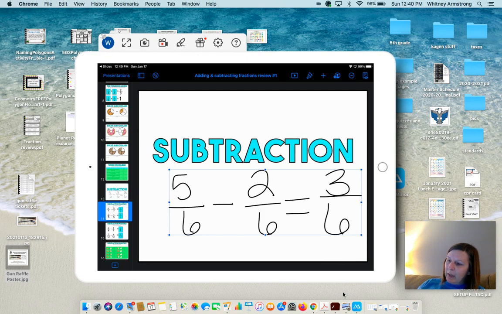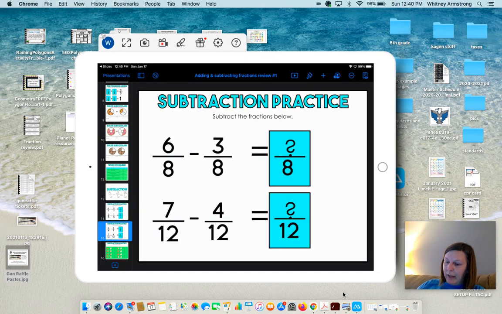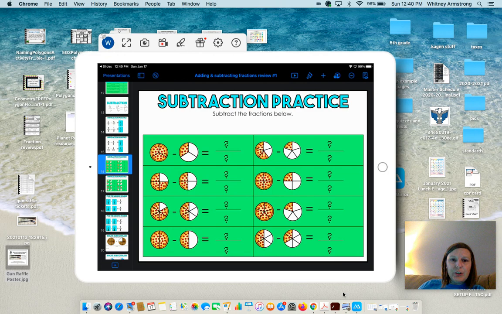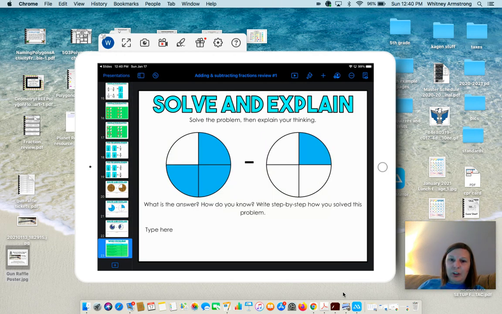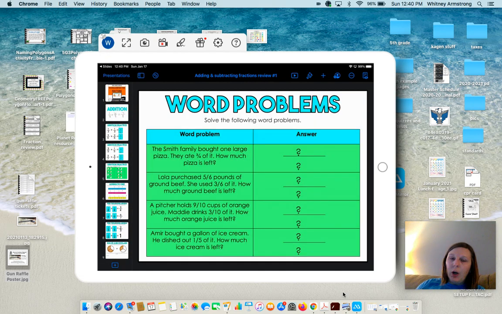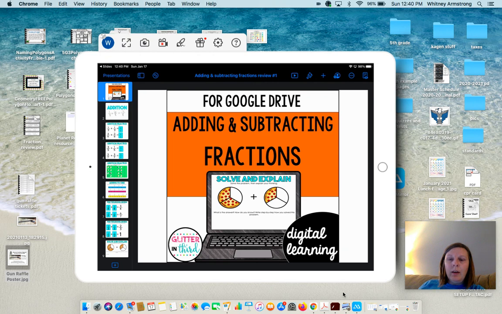And then these are the same type of problems as you had before, except they're subtraction now. Okay. So you can look at them. We're typing in the answers. We're looking at models, all of these things. And then again, you end with a word problem. Okay. So that is part number 1 that I want you to work on.